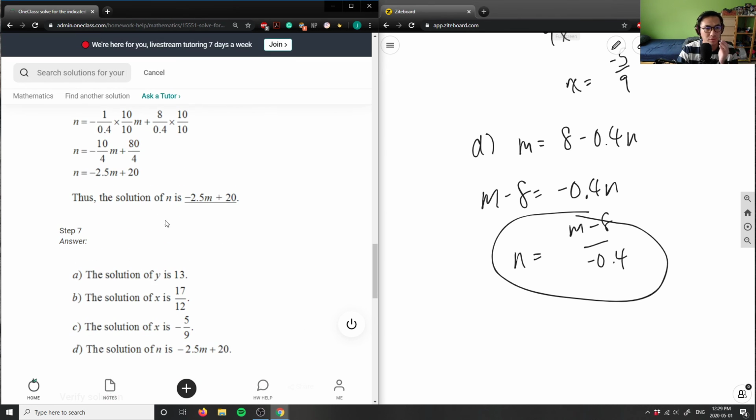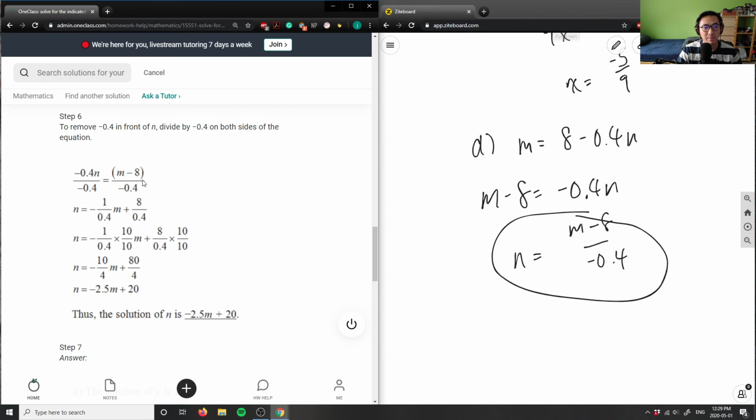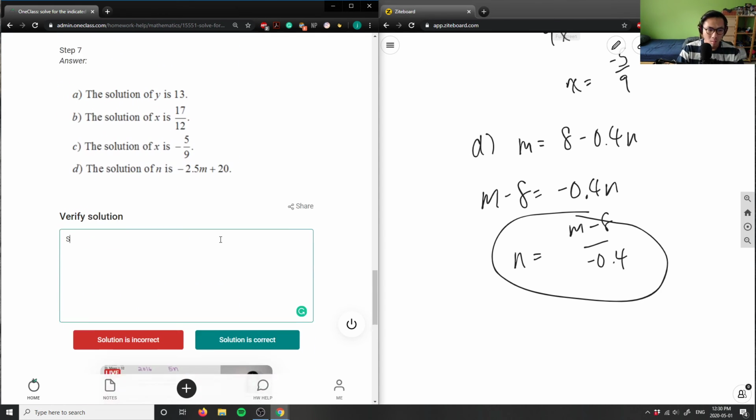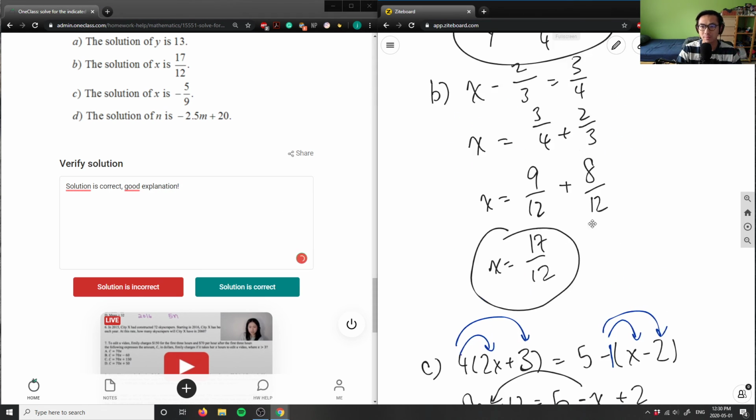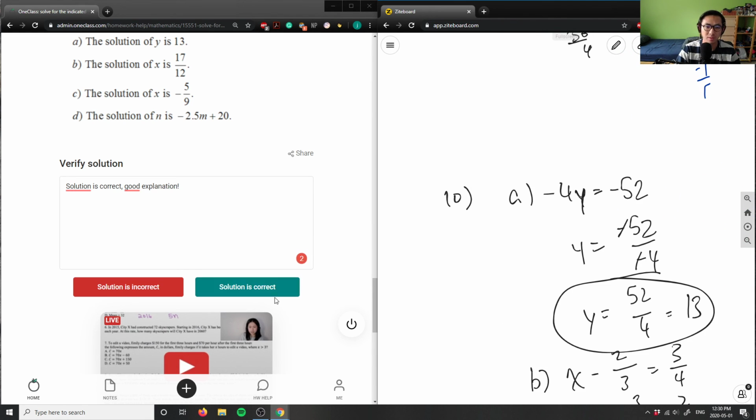Let me just check what they're doing here for a sec. So they divided both sides by 0.4. That's good. And then they split it up between m and 8 here, which is great. And then they multiplied 10 to both sides to get rid of the decimal here, and then they just simplified. Yep, that's good. Solution is correct. Good explanation here. This was number 10.